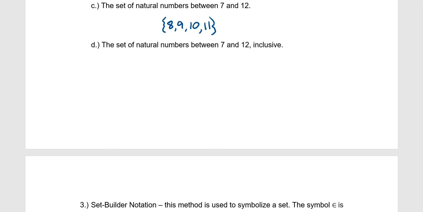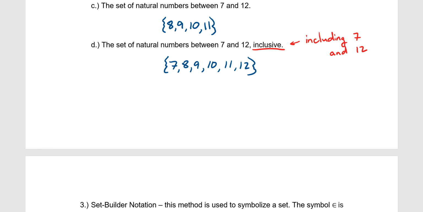That's not to get confused with the next one, which says the set of natural numbers between 7 and 12 inclusive. Inclusive is going to mean we are including the 7 and 12. So that's going to be 7, 8, 9, 10, 11, and 12. Okay, so that's the difference between not having the word inclusive there and having the word inclusive there.